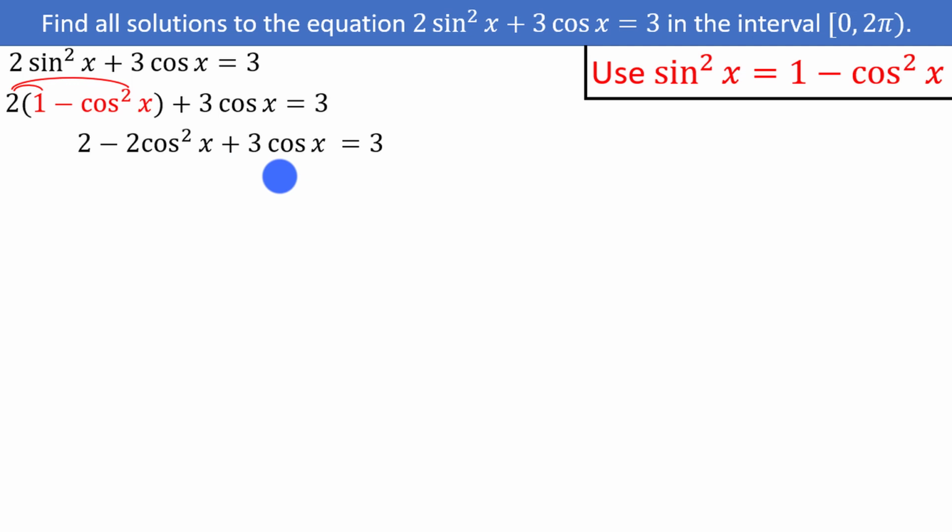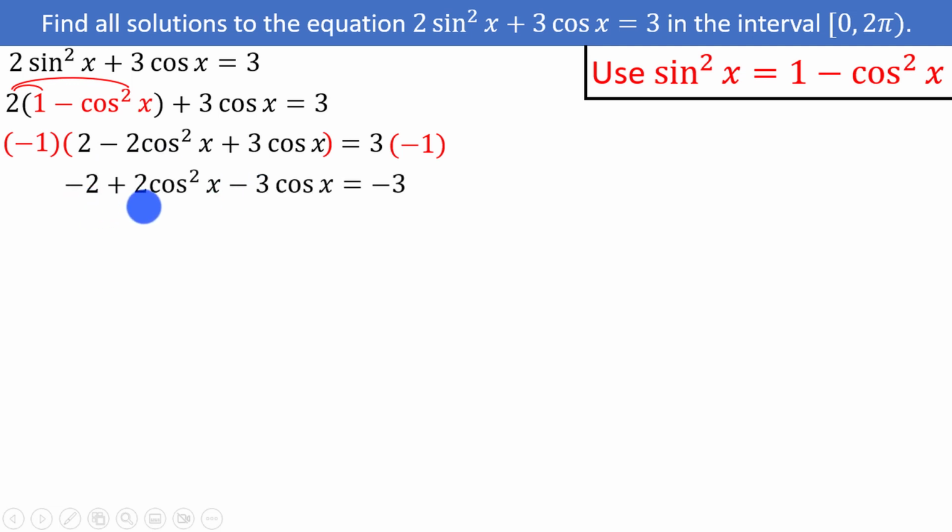I know that if I eventually want to factor, I would like to have my squared term be positive rather than negative, so I'm going to multiply both sides of the equation by negative 1. On the left-hand side, I will get negative 2 plus 2 cosine squared of x minus 3 cosine of x. On the right-hand side, I will get negative 3.